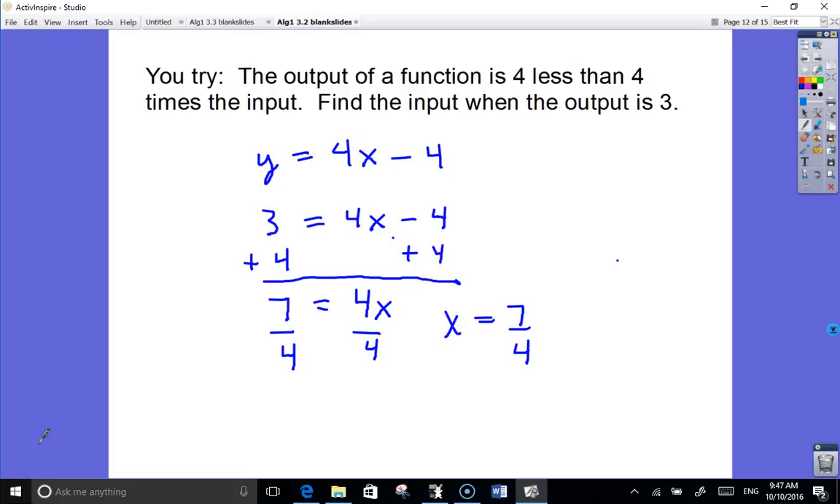Right? The equation should have been y equals 4x minus 4. 4 less than 4 times the input. Substitute y as 3, and then it's a two-step equation. Add 4, divide by 4. And it's okay to leave it as 7/4. That's fine. That's almost preferred.